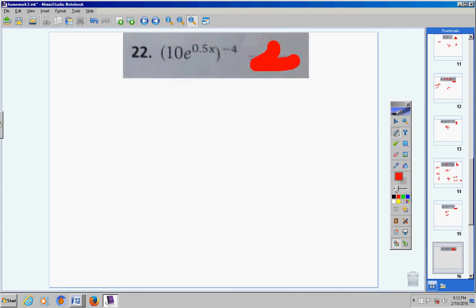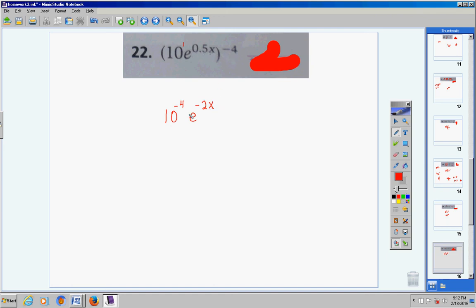Same thing again, guys, kind of repetitive. My power here is 1. Take your negative 4 and multiply it through. Negative 4 times 1 is negative 4. Negative 4 times 0.5x is negative 2x.